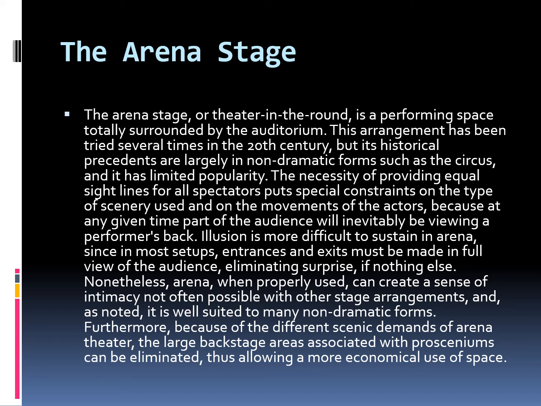The necessity of providing equal sightlines for all spectators puts special constraints on the type of scenery used and on the movements of the actors, because at any given time, part of the audience will inevitably be viewing a performer's back. Illusion is more difficult to sustain in arena, since in most setups, entrances and exits must be made in full view of the audience, eliminating surprise, if nothing else.